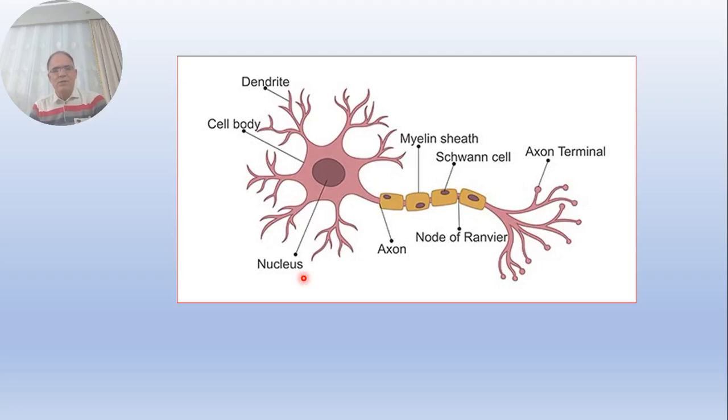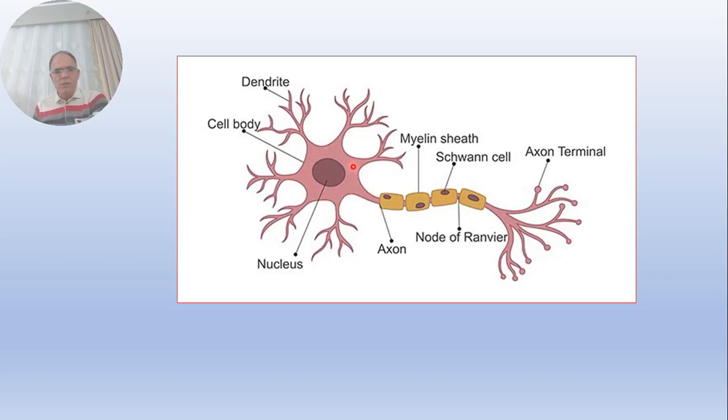The nervous system, or nervous tissue, is made up of cells called neurons. Each neuron has many parts in its structure. One of the most important parts of a neuron is the cell body, or soma. Inside the cell body, we can see the nucleus and other organelles here.